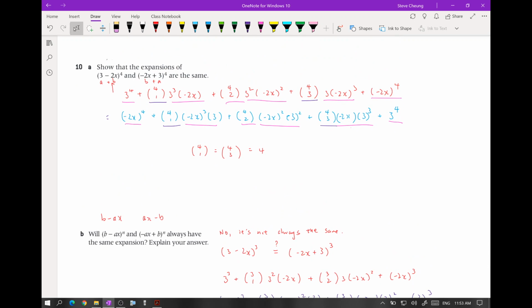Actually, I think the whole question is erroneous. I think it was supposed to prove 3 minus 2x, does it equal 2x minus 3? Yeah. In that case, they are, because this is an even power, so it will cancel out. But then you will see that this will not equal that. Okay, I think that was the intention of the question.